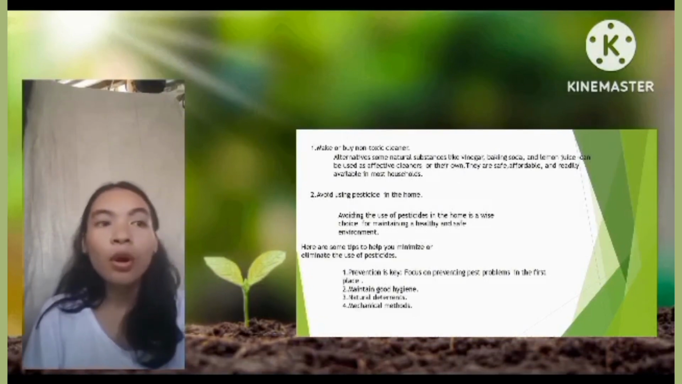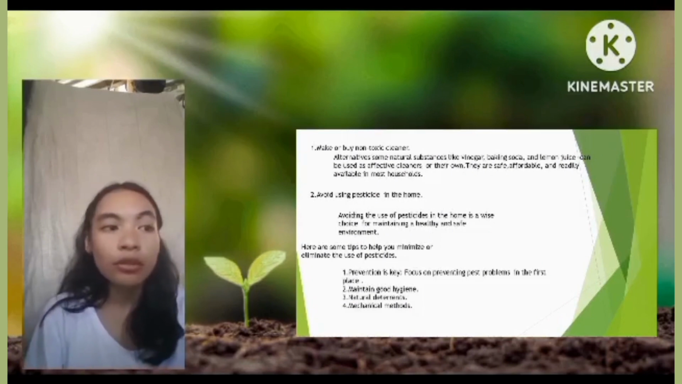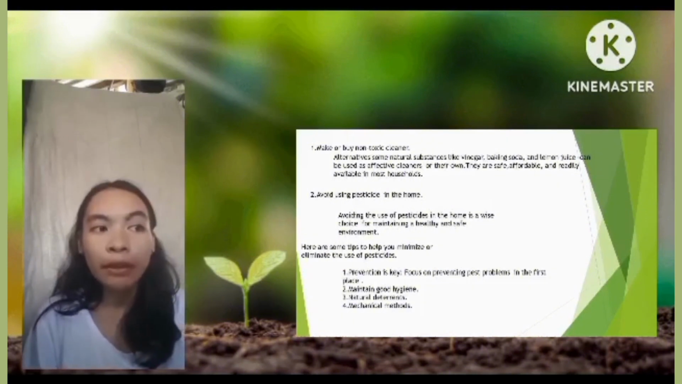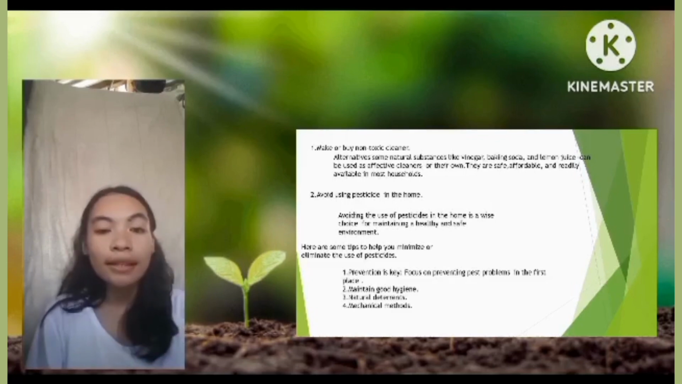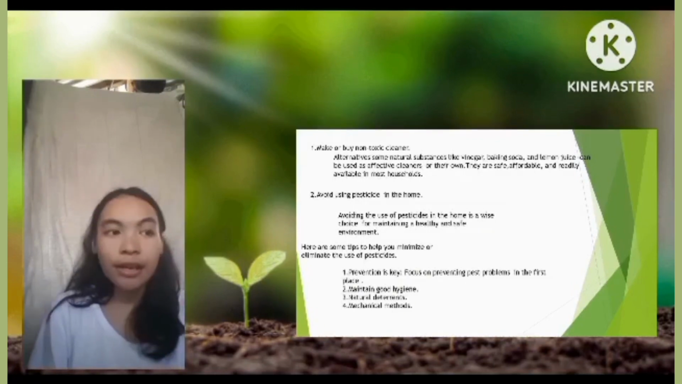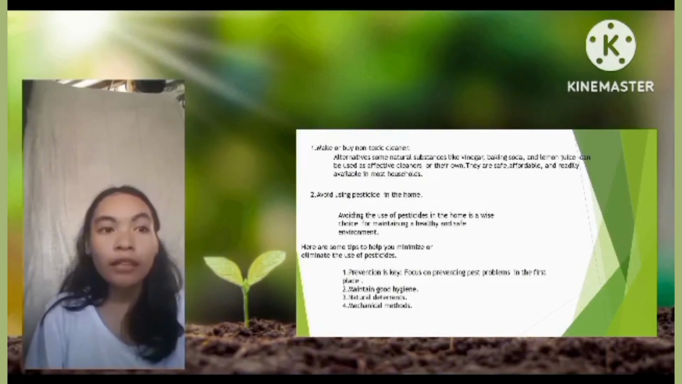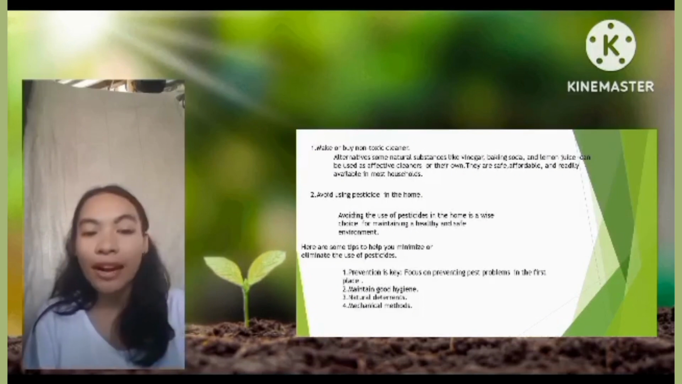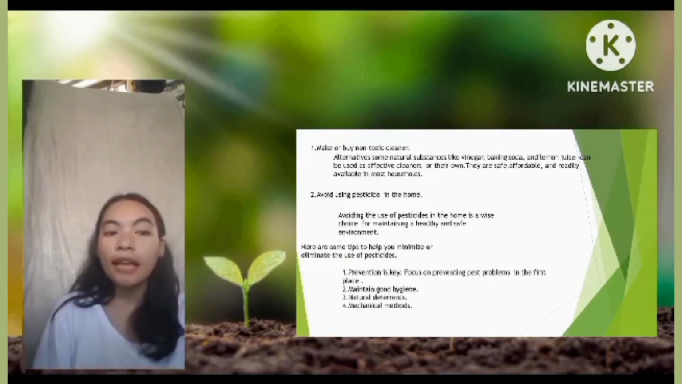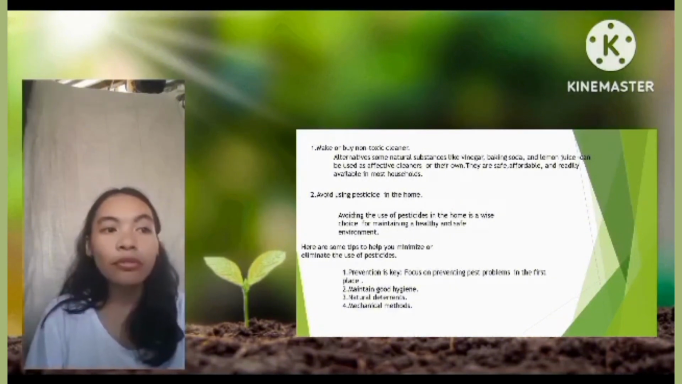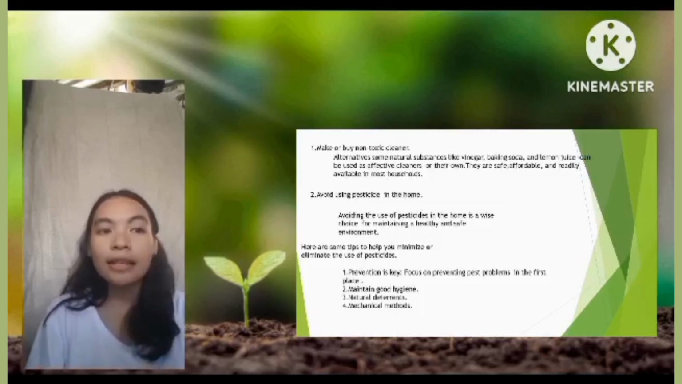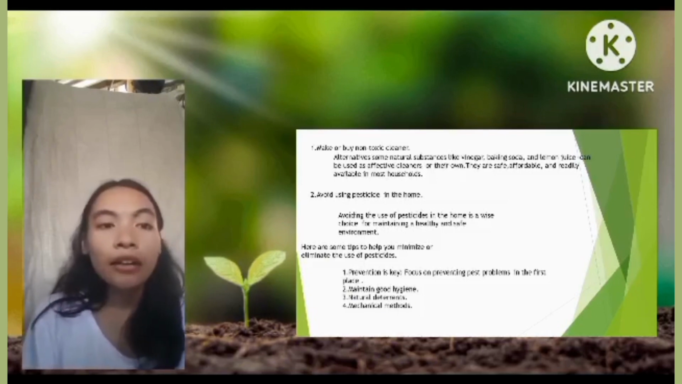So keep your home clean and tidy. Promptly fix any leaks or moisture issues, seal cracks and openings, and store food properly to discourage pests from entering your home. The second is maintaining good hygiene. Yes, it is important, no? Especially areas prone to attract pests, such as the kitchen and the garbage bin. Properly dispose of food waste and keep it in sealed containers.